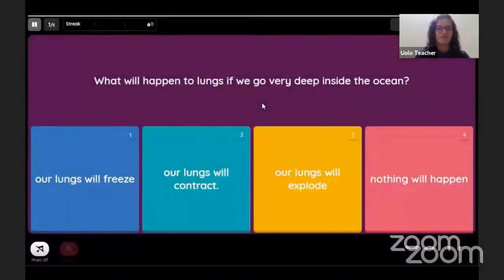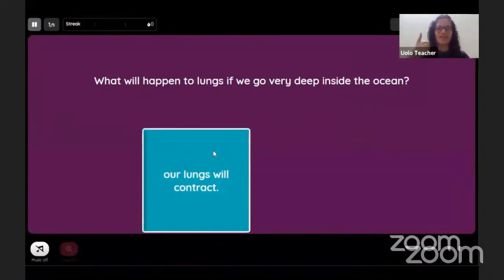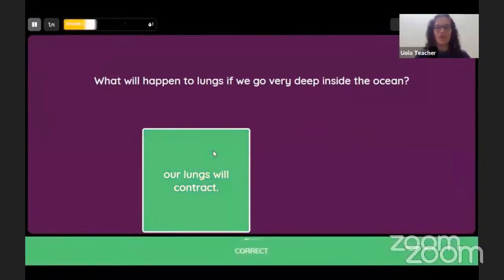So the first question: what will happen to the lungs if we go very deep inside the ocean? The lungs will freeze, the lungs will contract, the lungs will explode, or nothing will happen. What happens when you go deeper down? The pressure increases. So if the pressure is increasing, what will happen to the lungs? They'll start contracting. Very good, everybody. Good job.